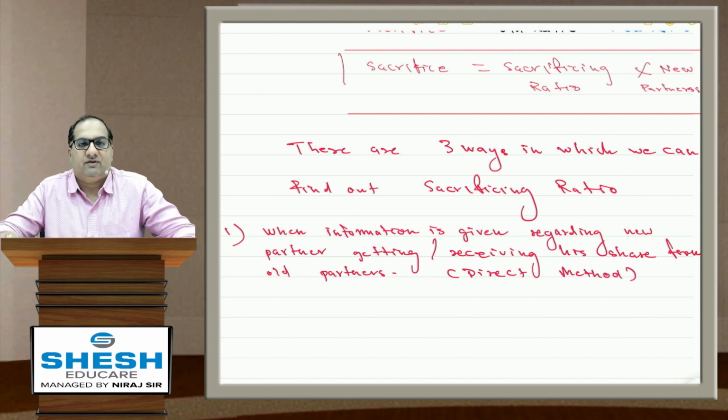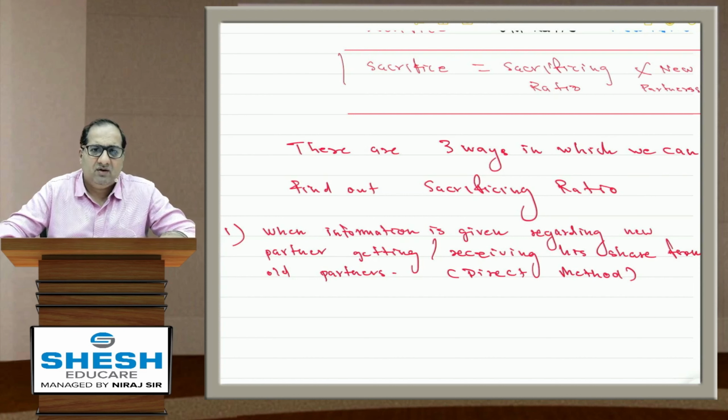They will tell you C gets his one-third share from A and B equally. C gets his one-third share only from A. C gets his one-third share from B only. C gets his one-third share from A and B in the ratio of 5:2. Whatever. If you are given instructions that the new partner acquires, receives, gets his share of profit from the old partner specifically mentioned, then sacrificing ratio will be as per such specific instructions. I call this the direct method.